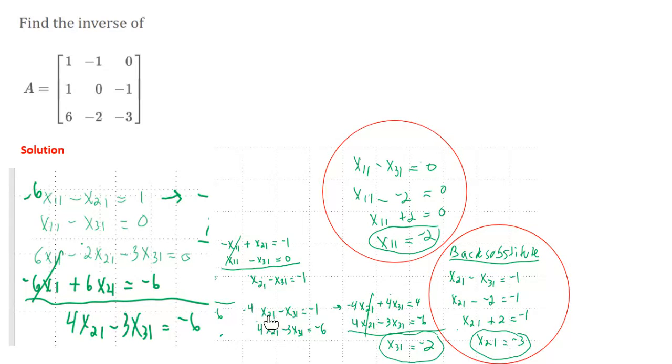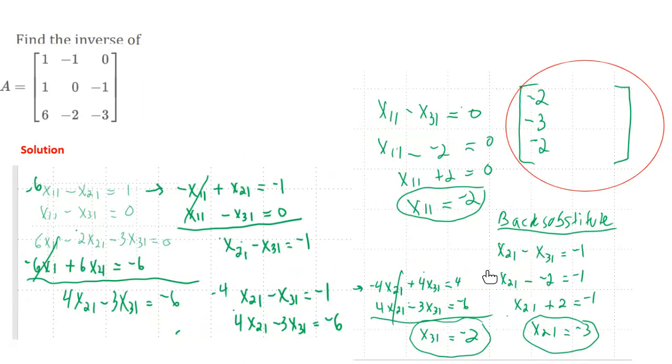Let me highlight it for you here. x21 minus x31 equals -1. And so I know that x31 is a -2, so I plug it in. Negative is +2. Subtract the 2, so I get x21 is -3. And then for this one, I do the same thing. I'm going to substitute the -2 in here. So I end up with x11 is equal to -2. And so I have my 3 terms right here.